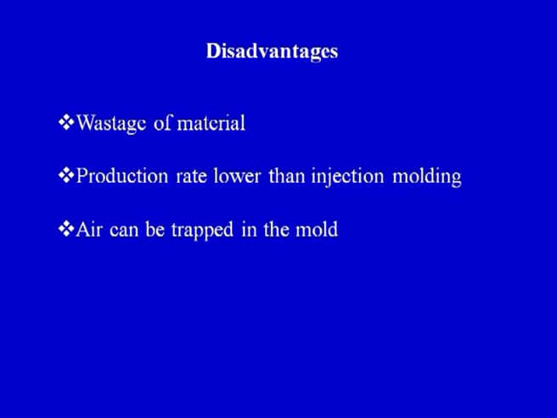But in case of transfer molding, the production rates are comparatively lower as compared to the injection molding process, as well as the air can be trapped in the mold. That is another disadvantage. Although it is a closed mold, when we are transferring the plastic through the sprue into the mold cavity, certain time there may be some air aspiration that may take place and may form bubbles inside the final product, which can be one of the disadvantages of the transfer molding process. So air can be trapped inside the mold, that has to be avoided.